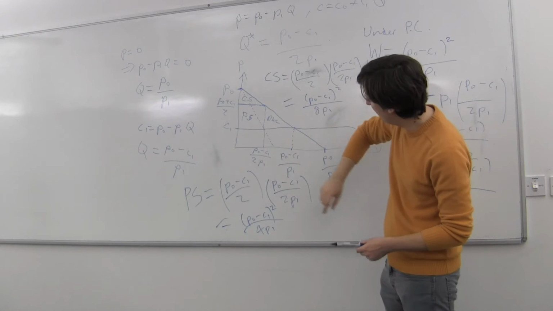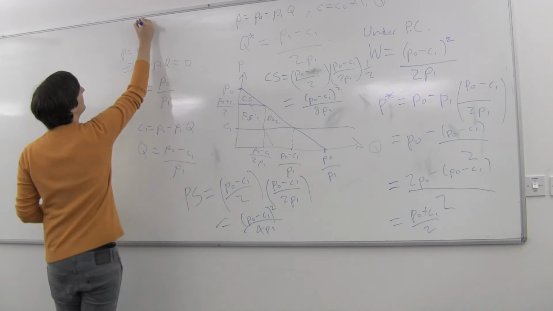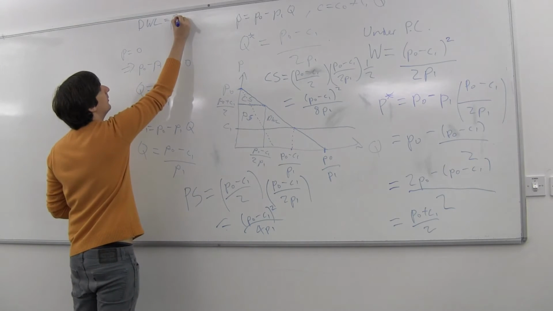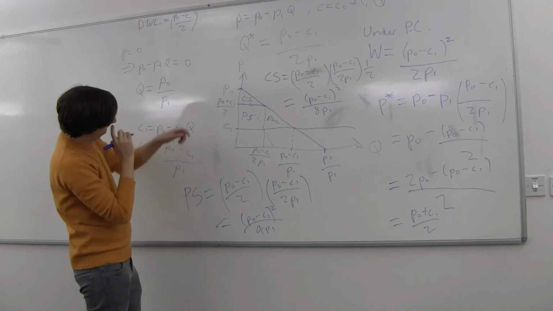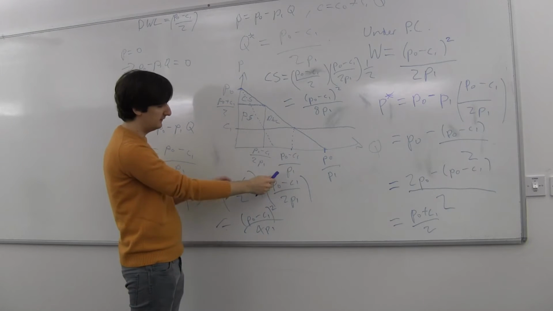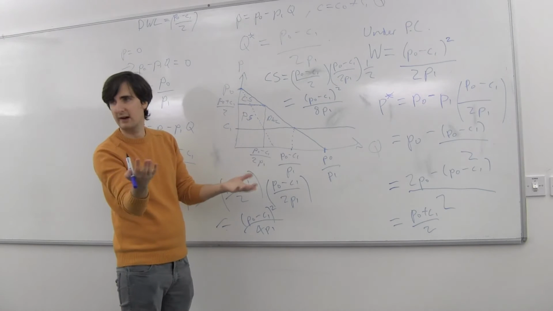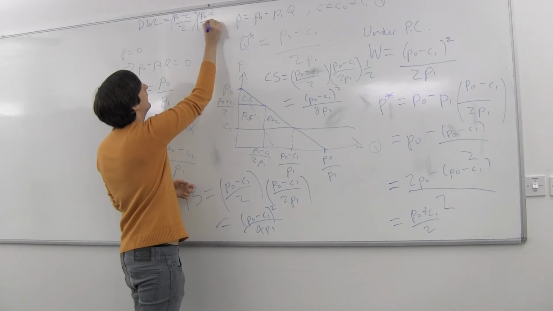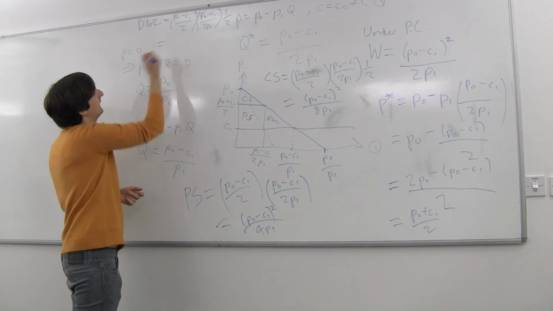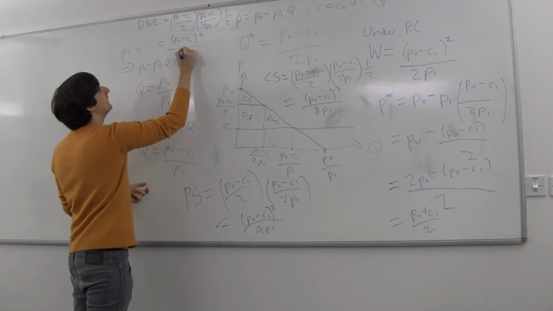And finally, deadweight loss. Well, this length of deadweight loss is this quantity here. So we've got P0 minus C1 divided by 2, this length, times this length, which is P0 minus C1 divided by P1 minus P0 minus C1 over 2P1. So we've got a whole minus a half, so that's going to give us a half. So this is P0 minus C1 over 2P1. And then it's a triangle, so we have to multiply by a half. So deadweight loss is P0 minus C1 all squared over 8P1.